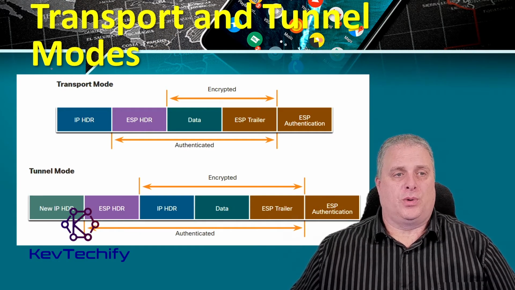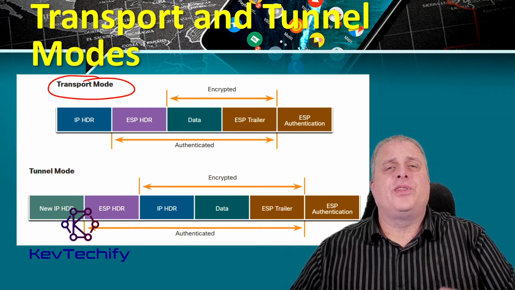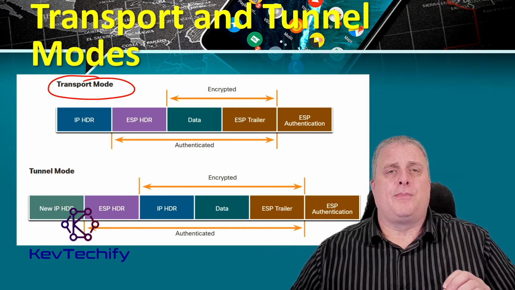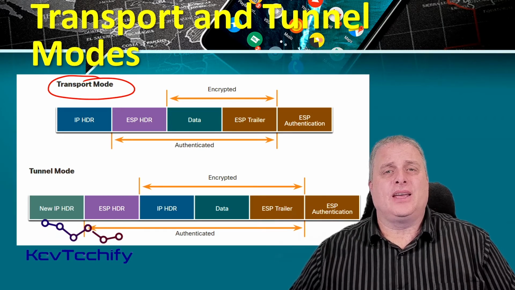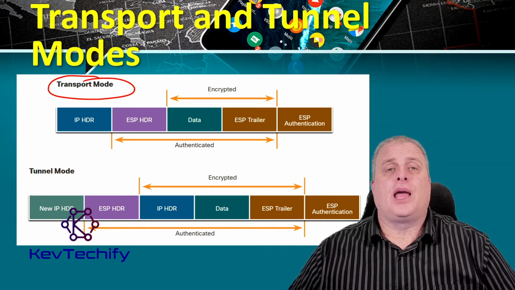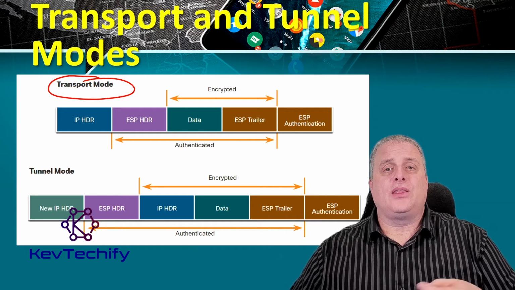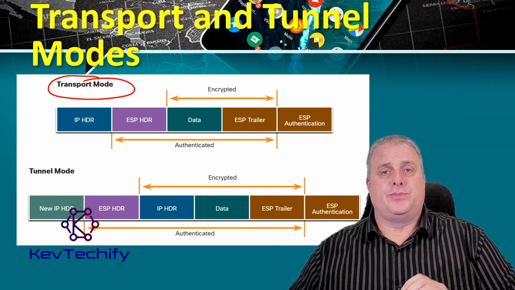In transport mode, security is provided only for the transport layer of the OSI model and above. Transport mode protects the payload of the packet but leaves the original IP address in plain text. The original IP address is used to route the packet through the internet. ESP transport mode is used between hosts.